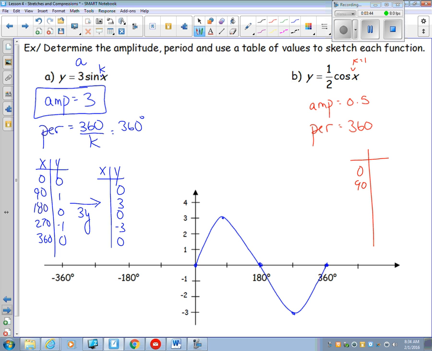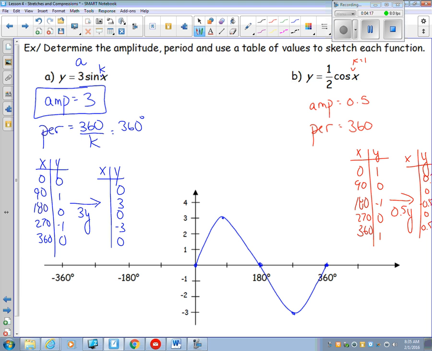0, 90, 180, 270. Hopefully by now we're getting pretty good at drawing out these tables. I promise they will get more complicated later as we go, but right now they should be pretty simple because we want to keep them pretty simple. Okay, what are we doing this time? We're multiplying our y's by 0.5. X stays the same, but now we get 0.5 for y. 0, negative 0.5, 0, and 0.5.